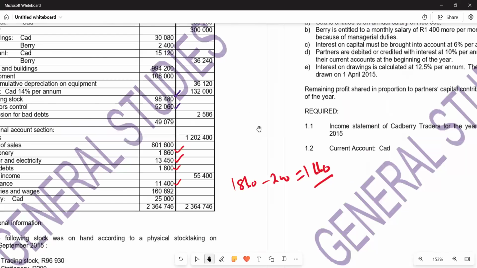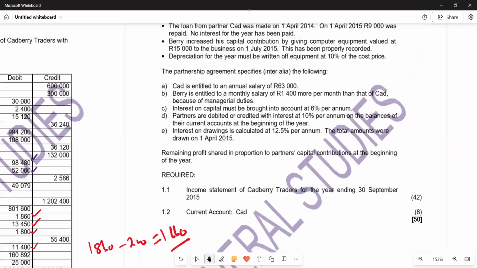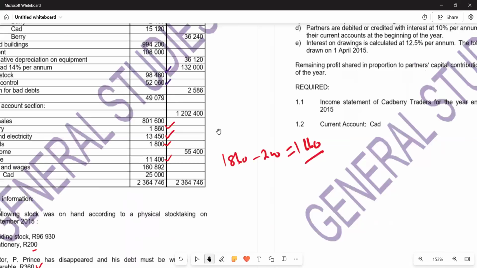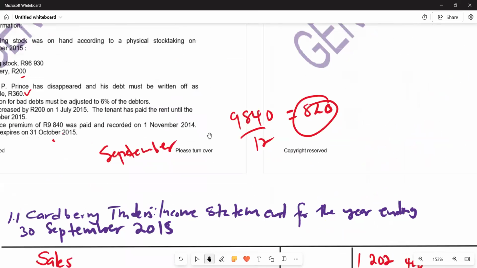We only have here, which we are going to deal with after this, which is saying Barry is entitled to a monthly salary of 1,400 more per month than that of CAD because of managerial duties. So this one, we are going to represent separately. We are not going to mix it with the salaries and wages that we are given there, but it's also going to come under other expenses. So we are going to deal with it after this one. So let's just put this one as it is, which is a figure of 160,892 in salaries and wages.